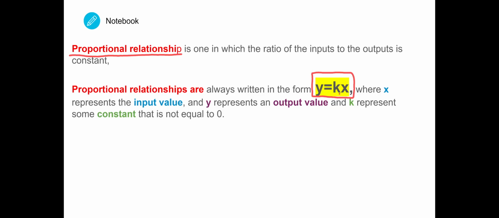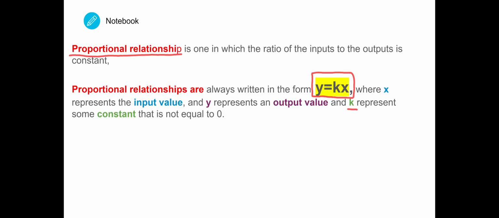This equation represents where x represents the input value and y represents the output value and k represents some constant that is not equal to 0. If we had a 0 here, anything multiplied by 0 is 0, so it would negate the equation. So we don't want it to equal 0.